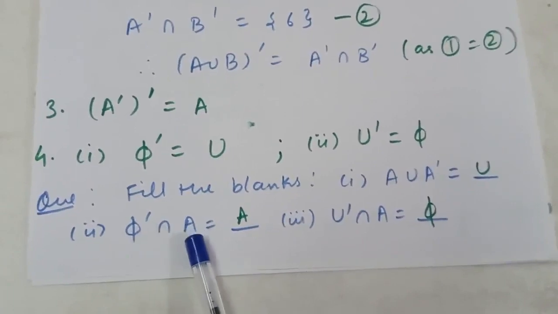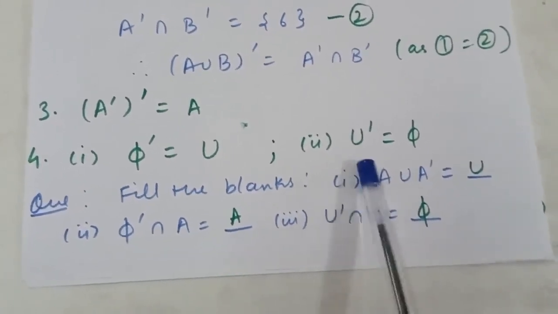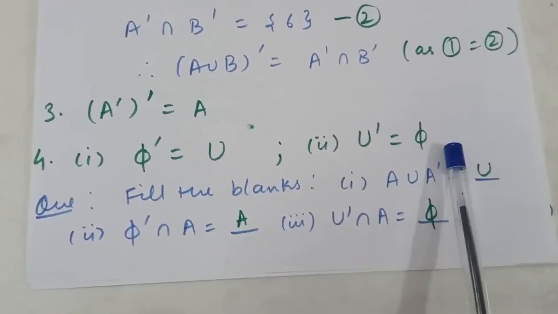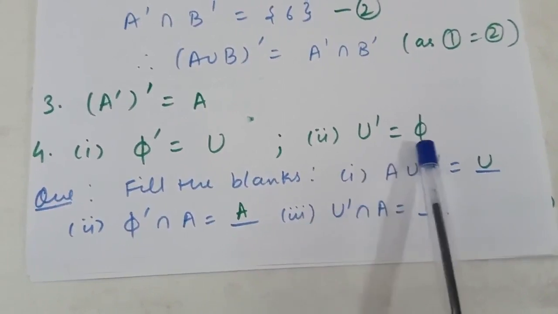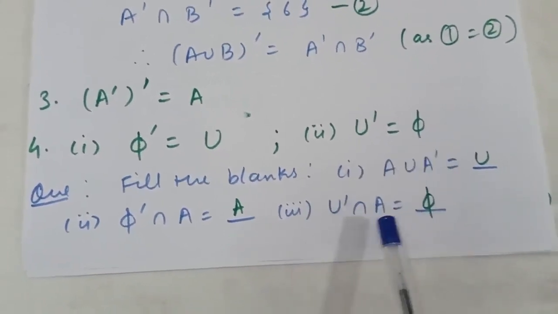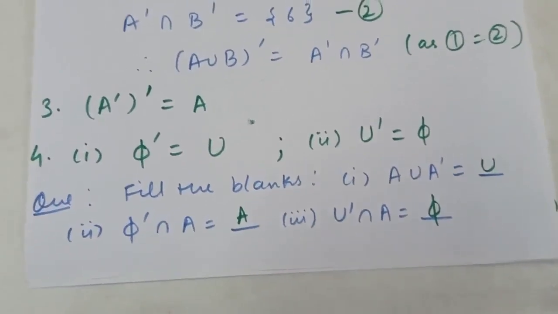Universal set intersection A will be the set A. Universal complement, which is the set? Empty set. Its intersection with A is phi, as phi does not include any element, so intersection with any other set will be an empty set only.